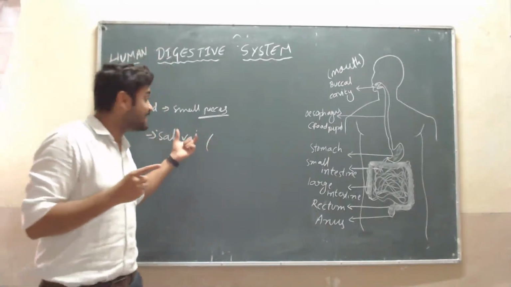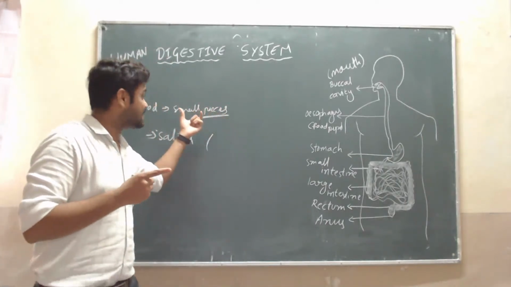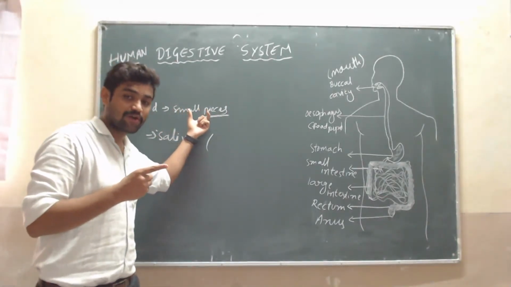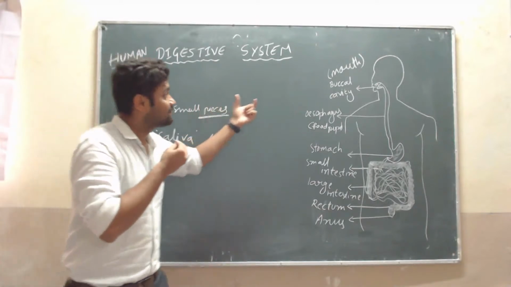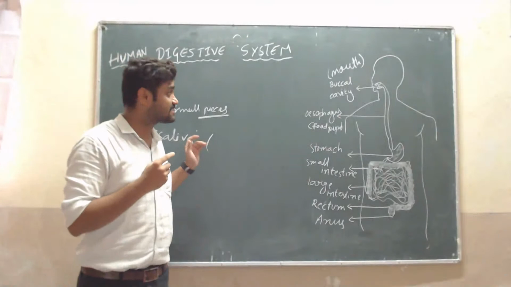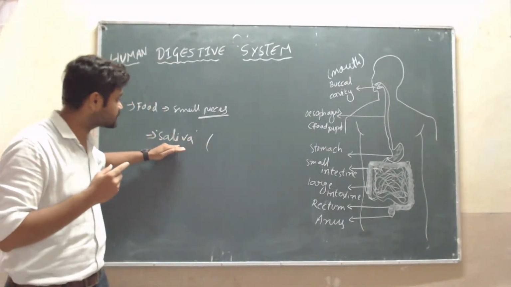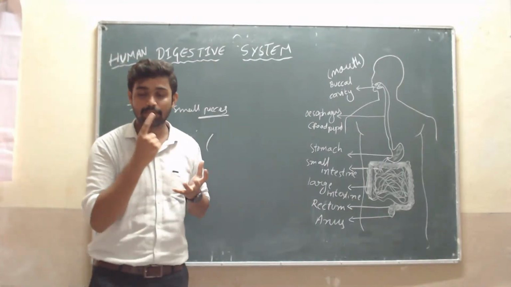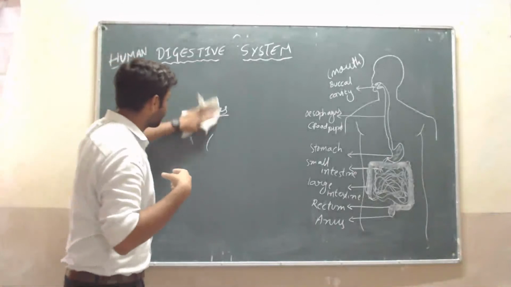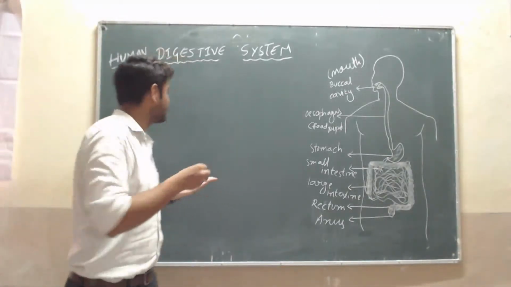That saliva is mixed with what? That food we consume. That saliva is mixed with small pieces of our food, which are broken by our teeth, with the help of the tongue. Sir, what is the tongue? The tongue is helpful to taste the food, isn't it?